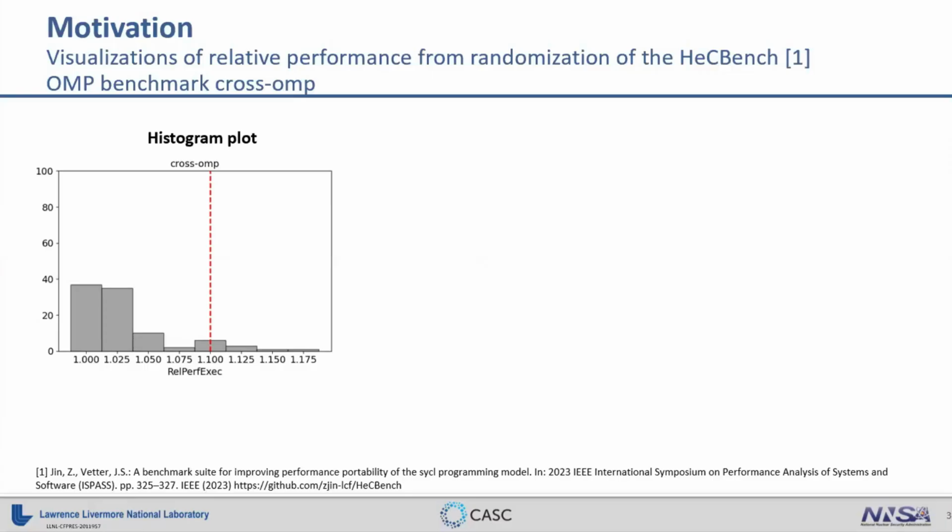Now I'll share some visualizations from the results of a 100 trial randomization experiment using a HeCBench suite OMP benchmark. Here is a histogram displaying the resulting distribution of our relative performance execution times, where a majority of the values are within 10% of the fastest execution time. So we'll call those values to the left of the red dashed line optimal and to the right suboptimal.